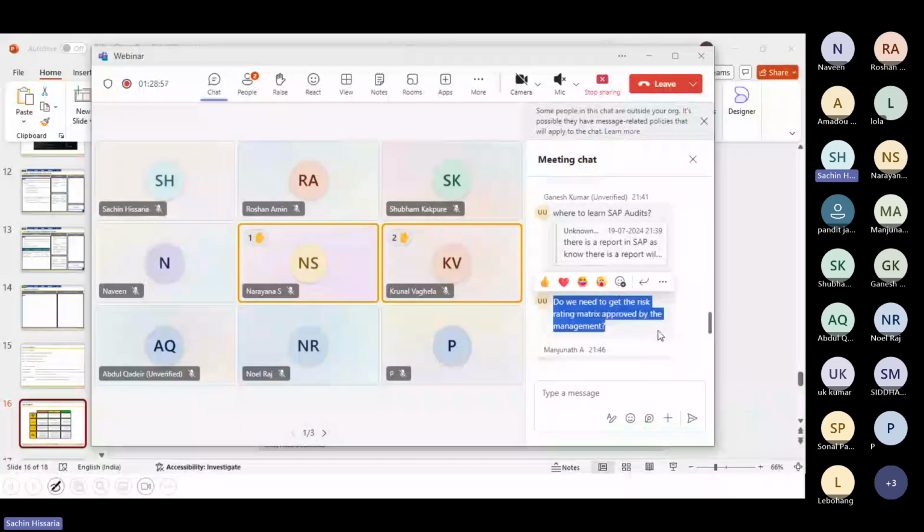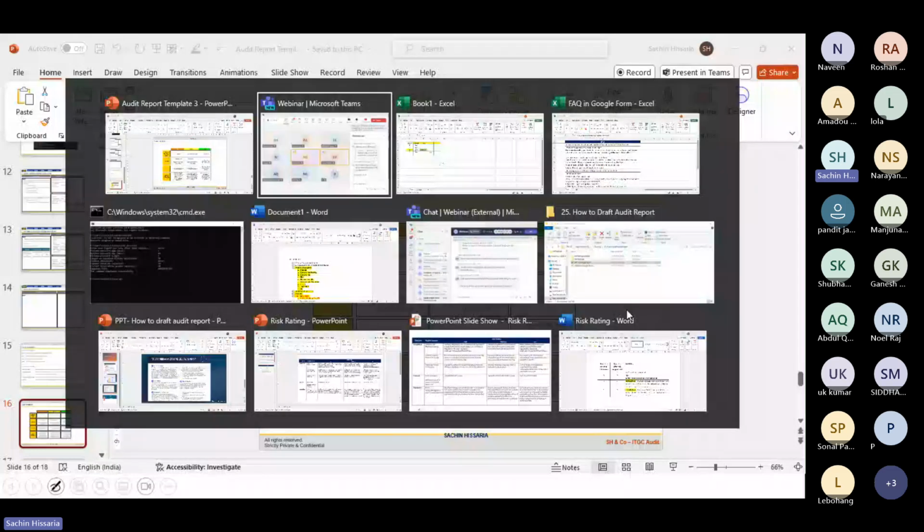Whenever we are starting the audit, some auditees ask us to provide the risk rating metrics, that is, how you would be rating each and every observation, Abdul. So yes, it is a good practice. If the auditee asks, you can share that metrics with them, and then they will also provide their suggestion if there is any.